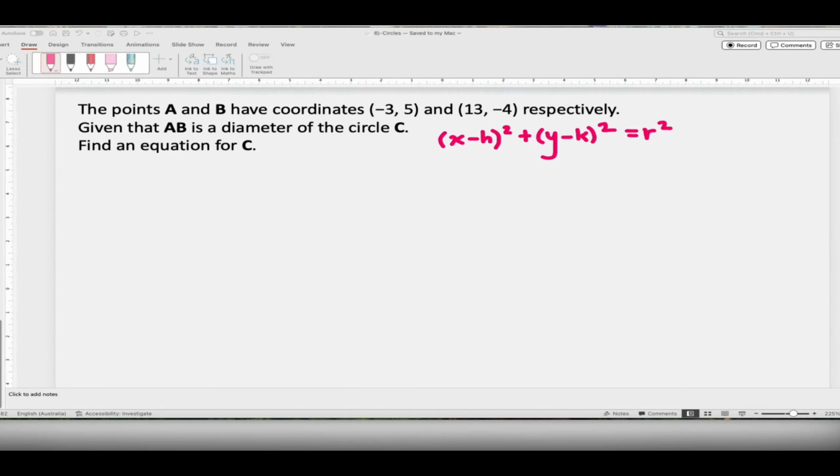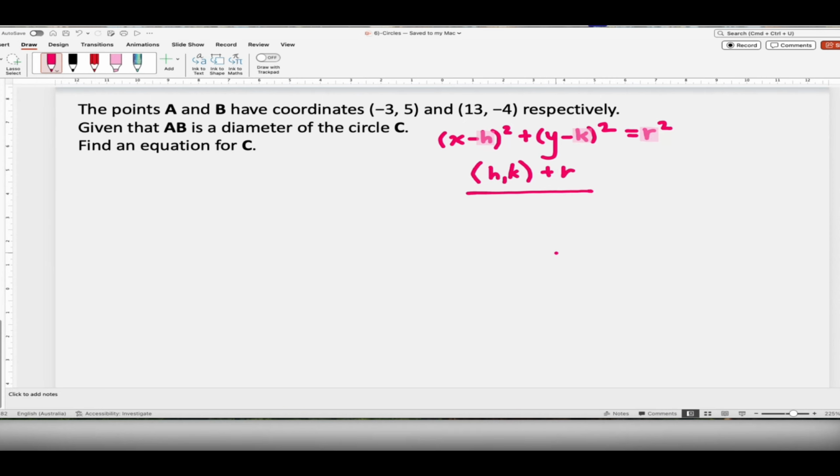So what information do we need for a circle's equation? We need the center, (h, k), and of course we need the radius. This is the information that we are looking for: the value of h, the value of k, and the value of r. If AB is the diameter, it means that the center is the midpoint of AB, and the radius is half the length of AB.